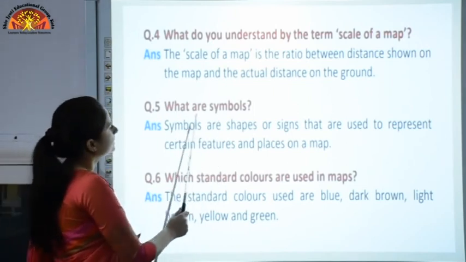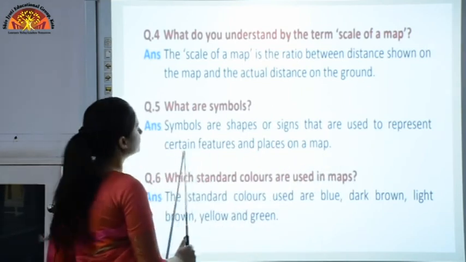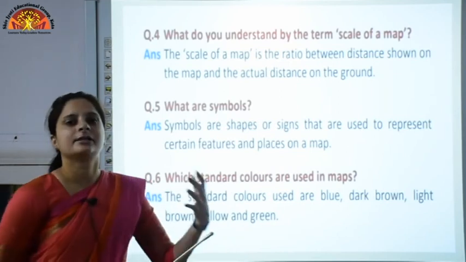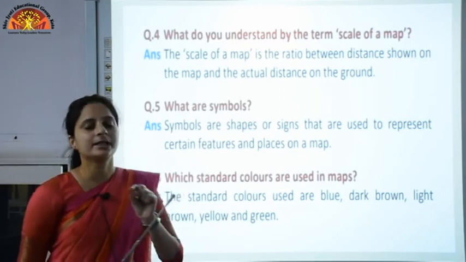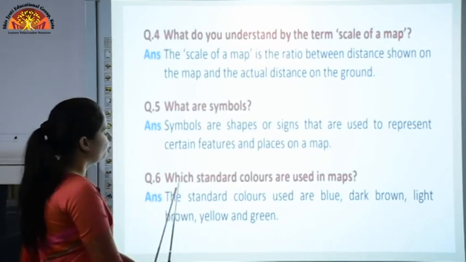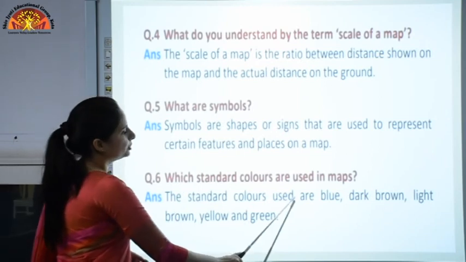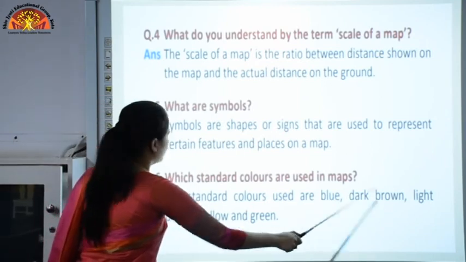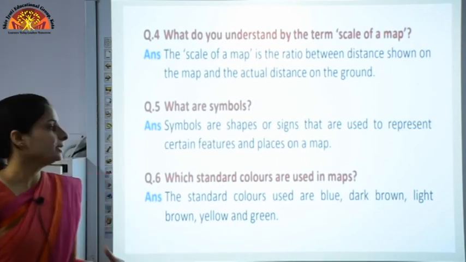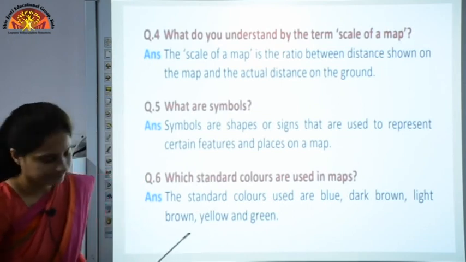What are symbols? Symbols are shapes or signs that are used to represent certain features and places on a map. Now, to represent certain features on a map, you use different signs or shapes that are nothing but symbols. Which standard colors are used in maps? The standard colors used are blue, dark brown, light brown, yellow and green. You represent different features using these standard colors.